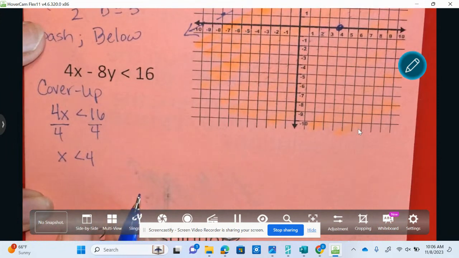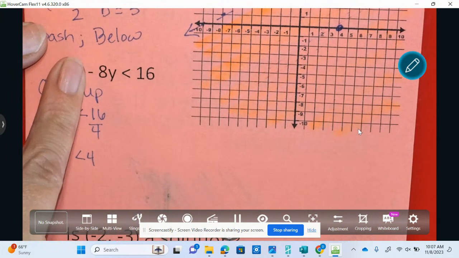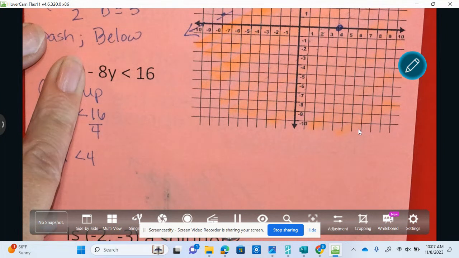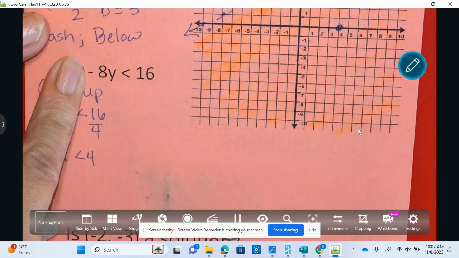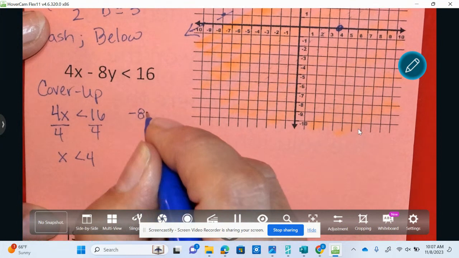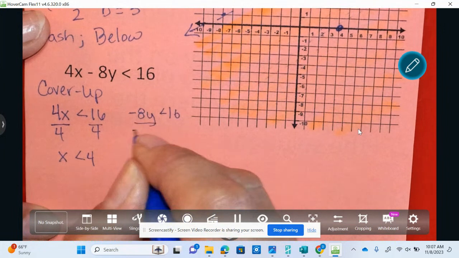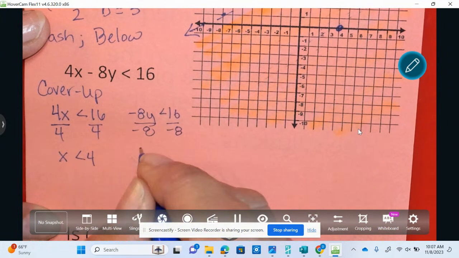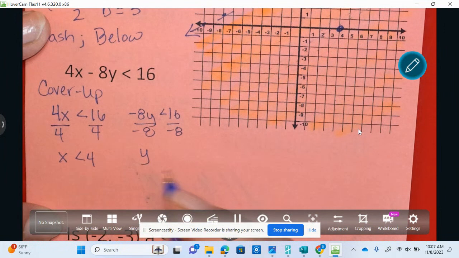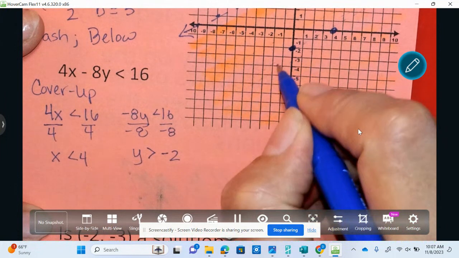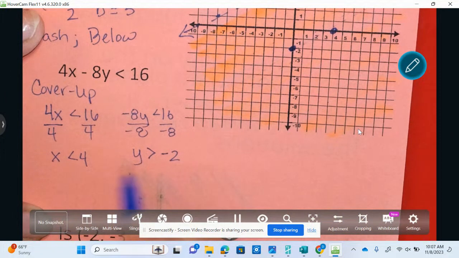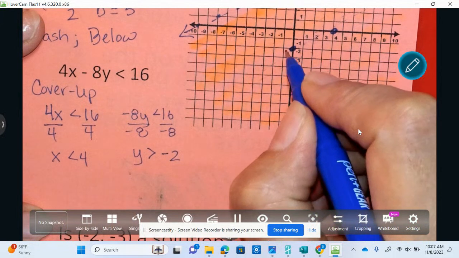If I want to use the cover-up method again to find the y-intercept, I have to let x equal 0. So I just cover it up. What inequality do I have there? Yeah, negative 8y is less than 16. Divide both sides by negative 8. Uh-oh, what happens when I divide by a negative? Flip the inequality. y is greater than negative 2. So I'm going to go to the y-axis and plot that point at negative 2. I'm going to connect these with a dashed line because neither one of these has a bar below it.